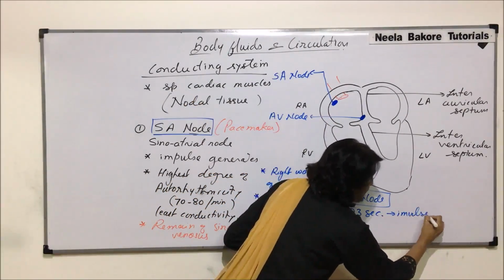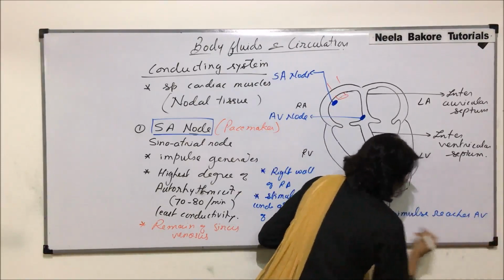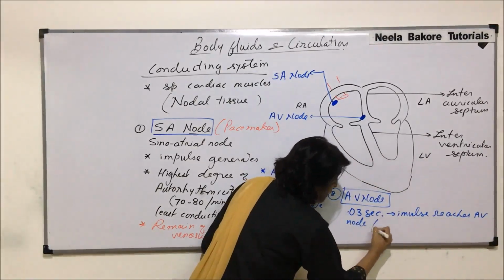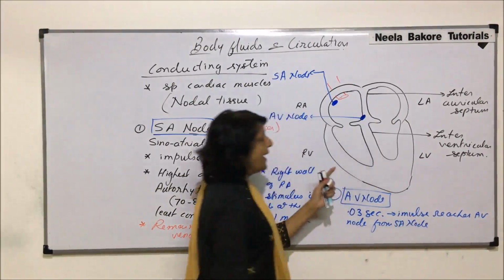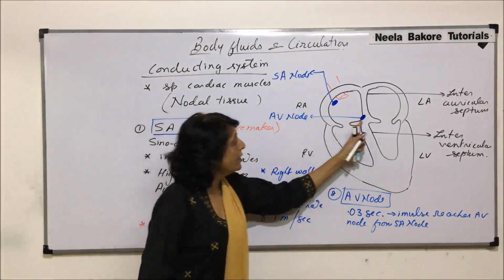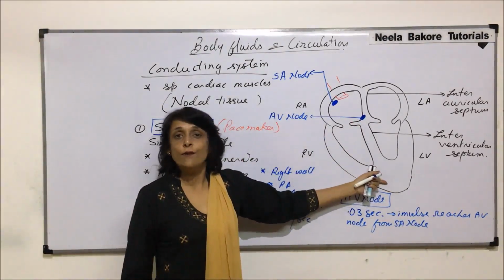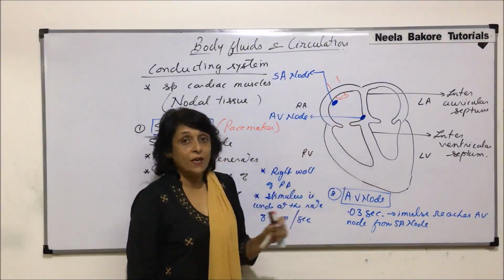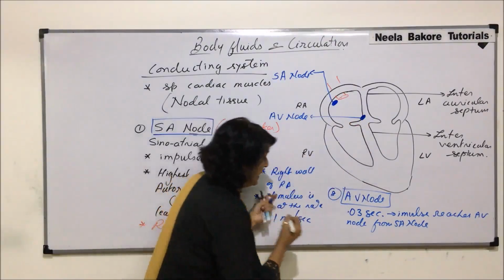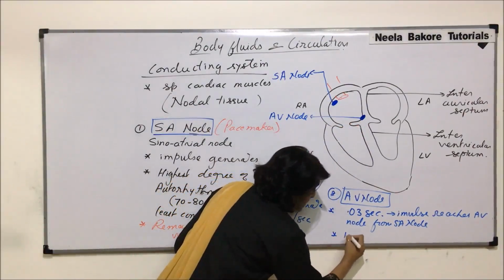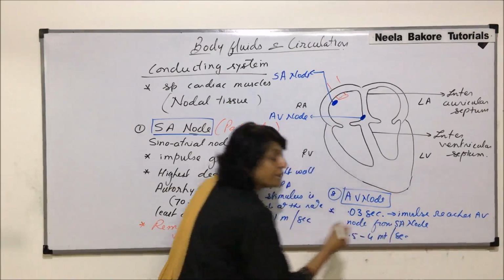So in this time, the impulse reaches AV node from SA node, and then from here this impulse will be sent to the walls of the ventricle. The speed with which the impulse travels from AV node further is 1.5 to 4 meters per second.